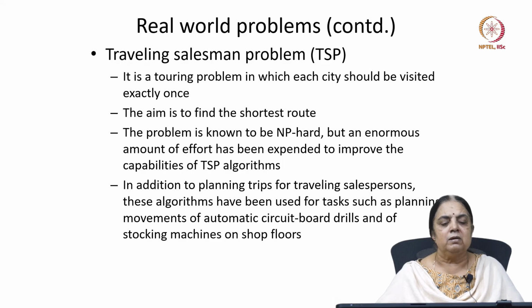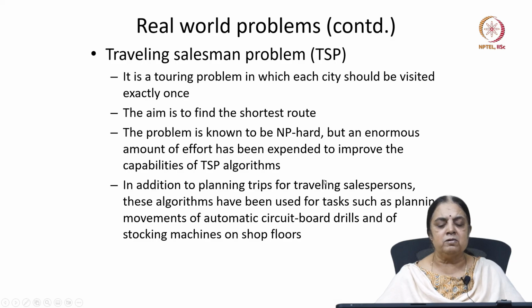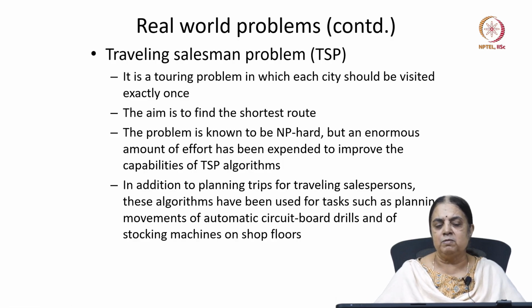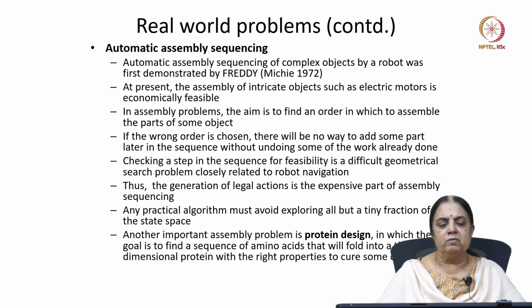Then we come to the traveling salesman problem. So this is akin to whatever we just saw. Okay. And we know that it is an NP hard problem. And there are other algorithms in the same way, such as planning the movement of automatic circuit board drills and stocking machines on shop floors, etc. So this is one problem. So the first one was the airlines problem, and then we have the traveling salesman problem.